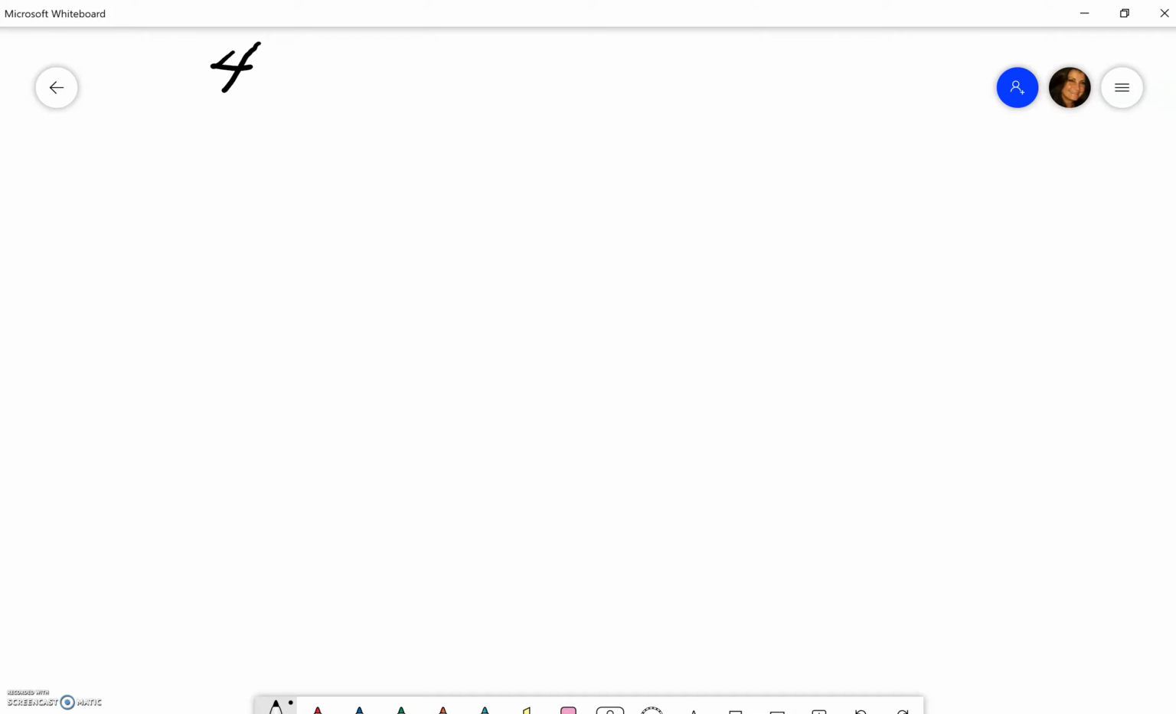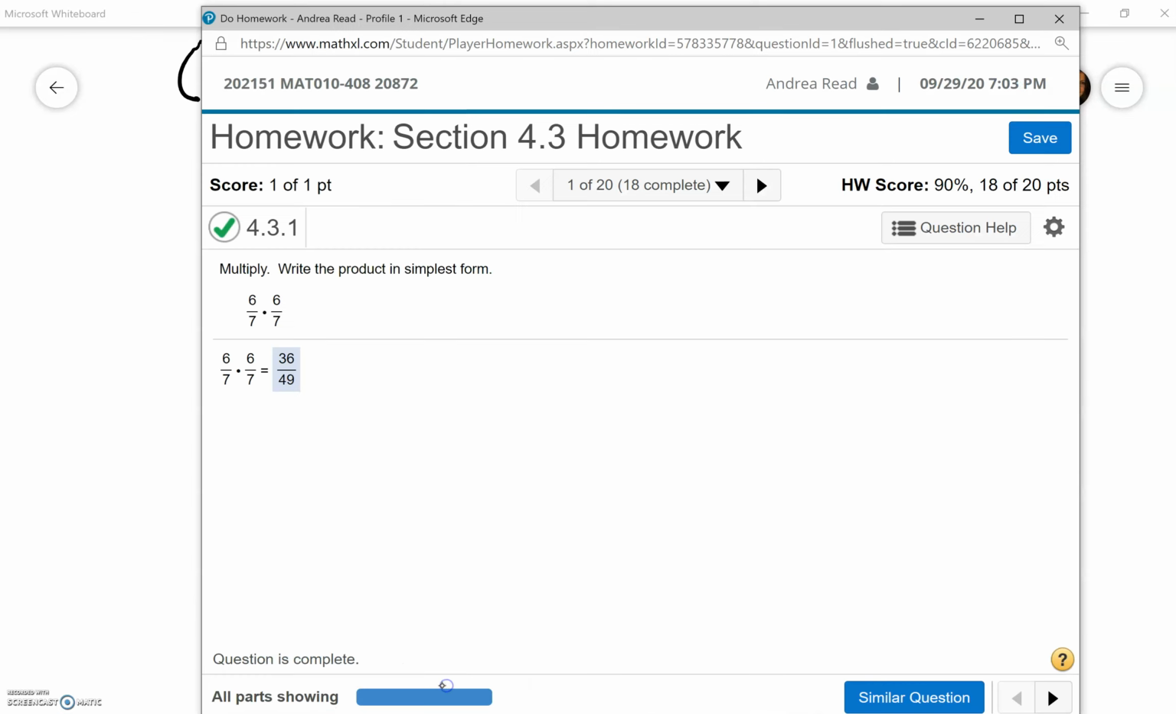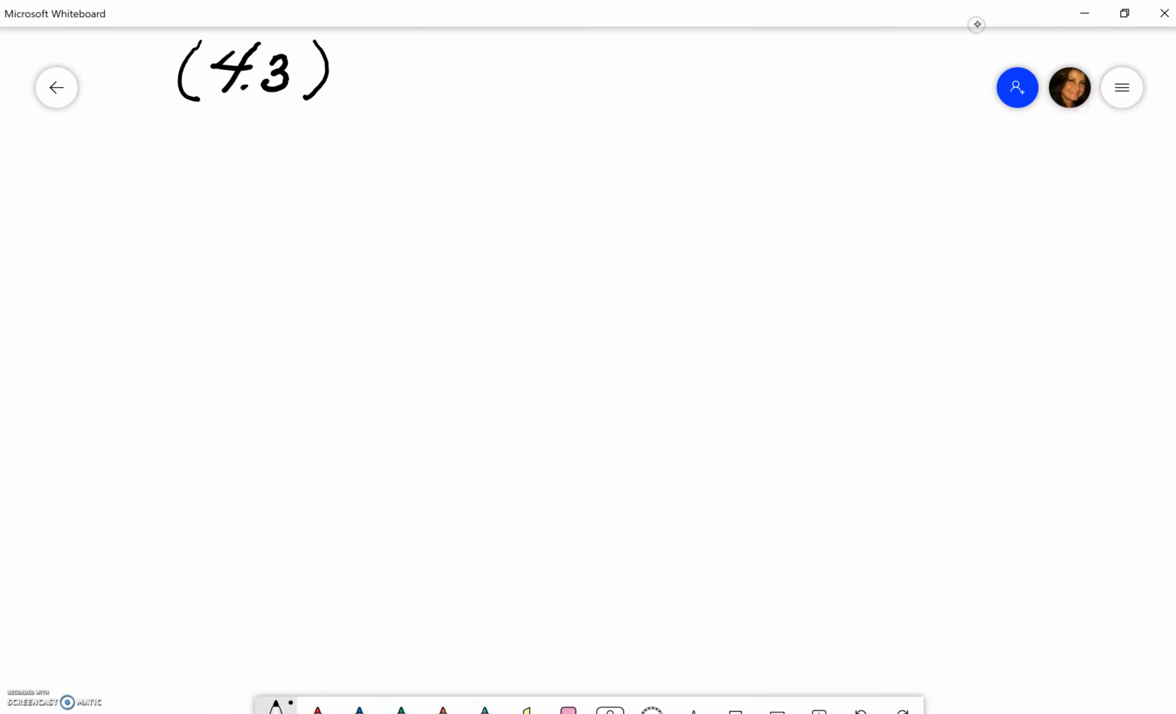Okay, this is to cover section 4.3. And in this section, we're going to start multiplying out fractions. And when we multiply, we're going to make sure that everything is in simplest form. So let's start with number 2.